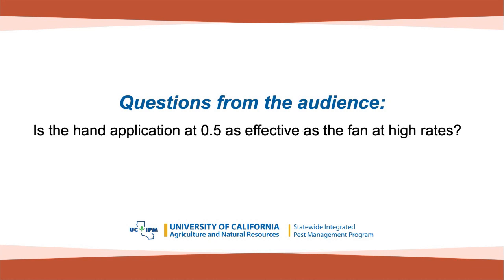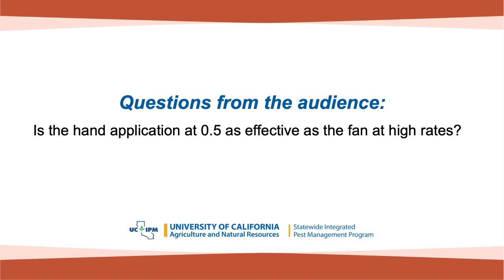Okay, and there was a little confusion. I think it might have gotten answered, but I'll go back to this one. Somebody was asking for clarification on the hand application of 0.5. I think that was the Vintec. Is that as effective as the fan at high rates? For the fan, when it's manual, we have great results. When you have either a spray bottle or a manual backpack sprayer, we got good results at 0.5. When it comes to using an air blast, we have better results at a higher rate, so that's 1 gram at least per liter, and also using a larger volume of water for better coverage of the tree.